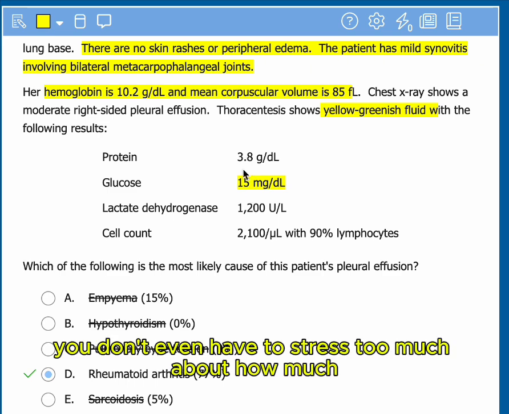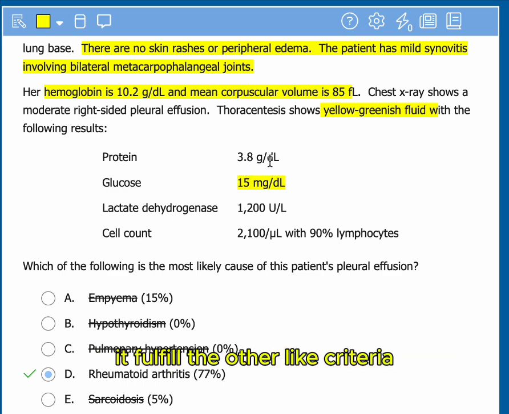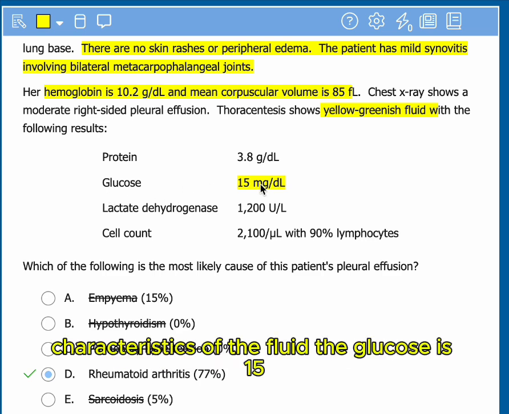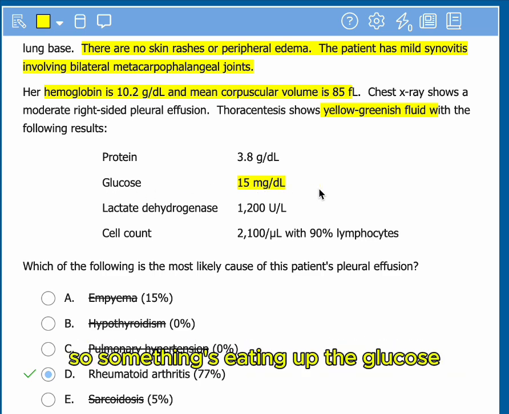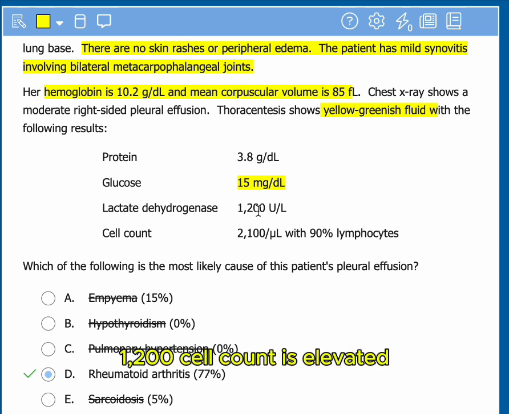So you don't even have to stress too much about how much it fulfills the other Light's criteria, at least in a question stem. Then you see these other characteristics of the fluid. The glucose is 15. It is very reduced, so that's interesting. Something's eating up the glucose. There's a very high lactate dehydrogenase, 1,200. Cell count is elevated, not too elevated, but it is elevated, with 90% lymphocytes. So it's not neutrophils, it's lymphocytes.